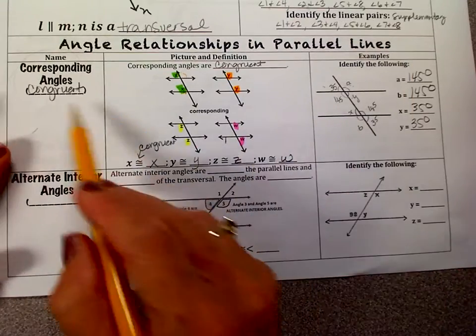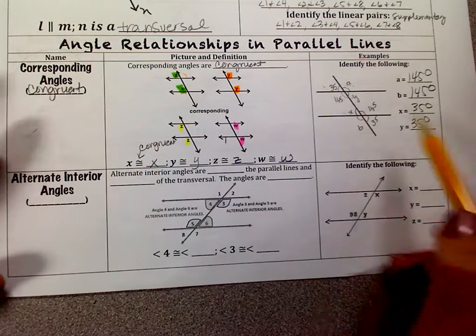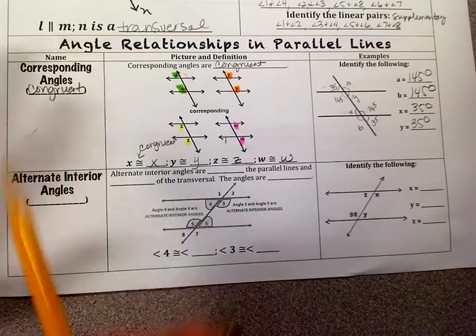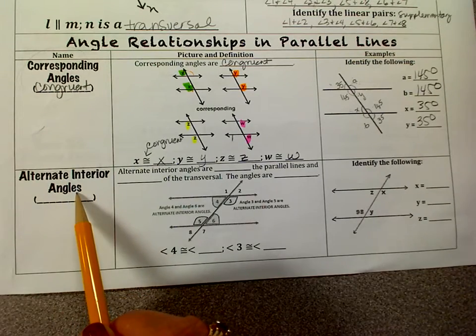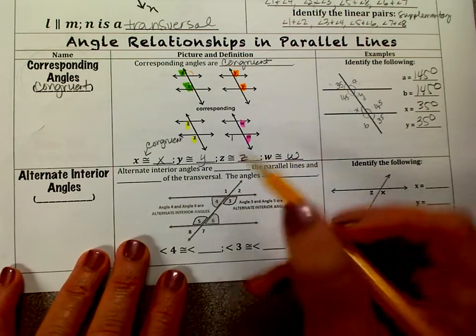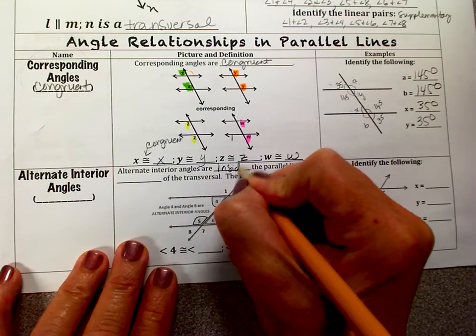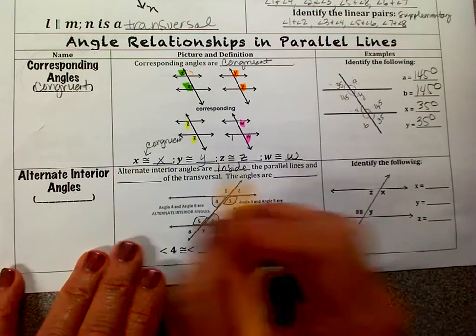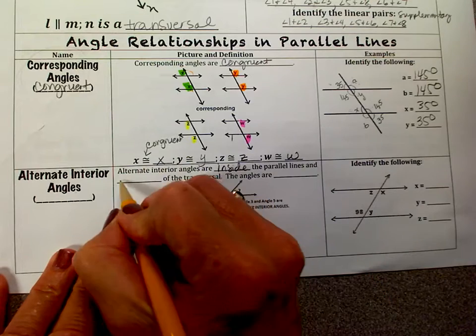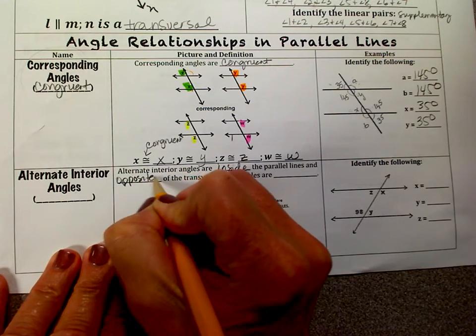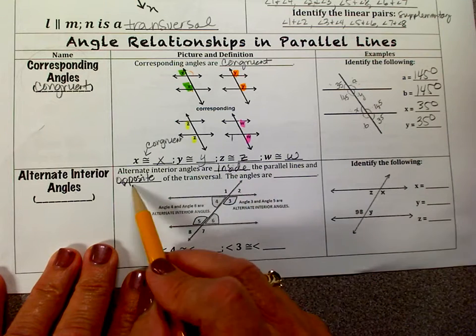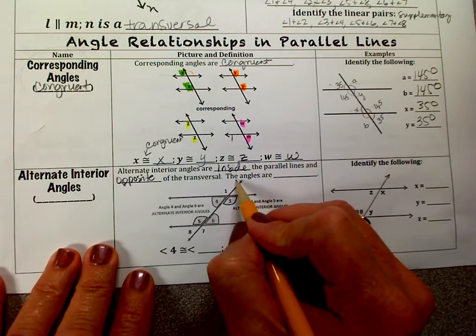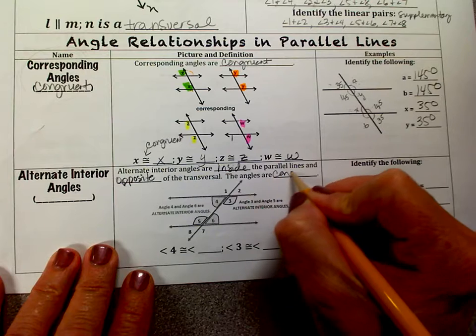Okay, so we were finished with corresponding angles. And that's just the new term that we haven't really talked about. We just got introduced to alternate interior angles. Alternate interior angles are inside the parallel lines and opposite of the transversal. These angles are congruent.